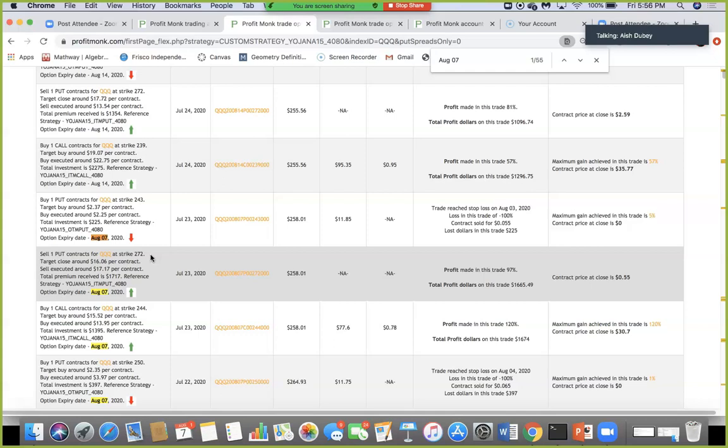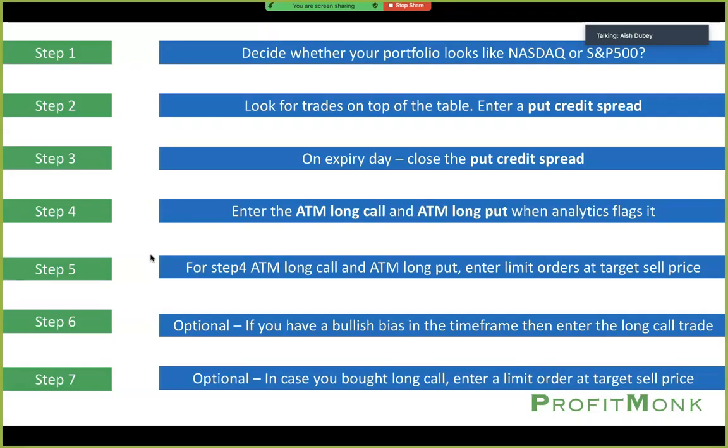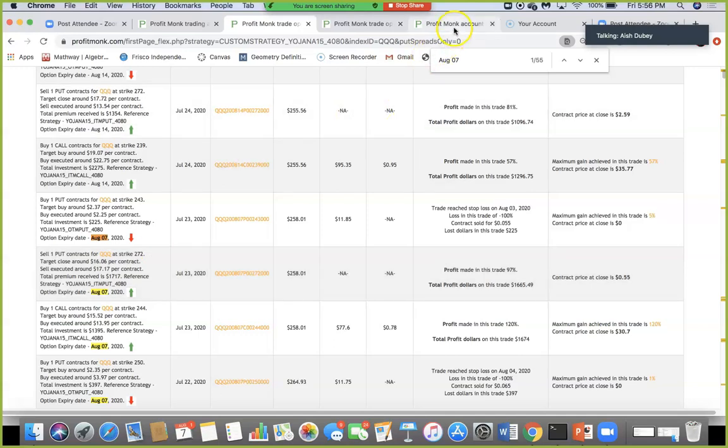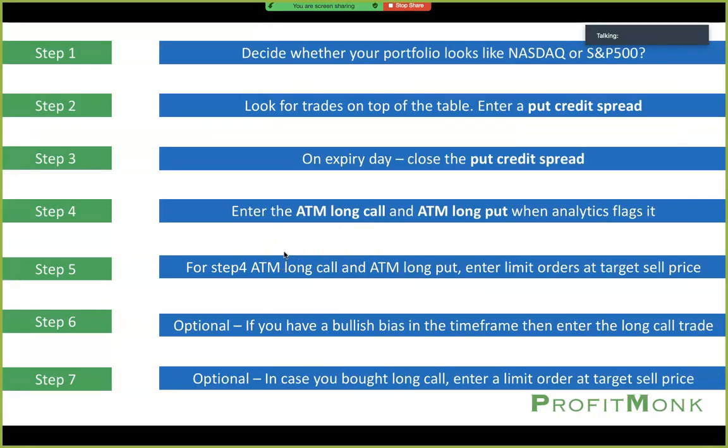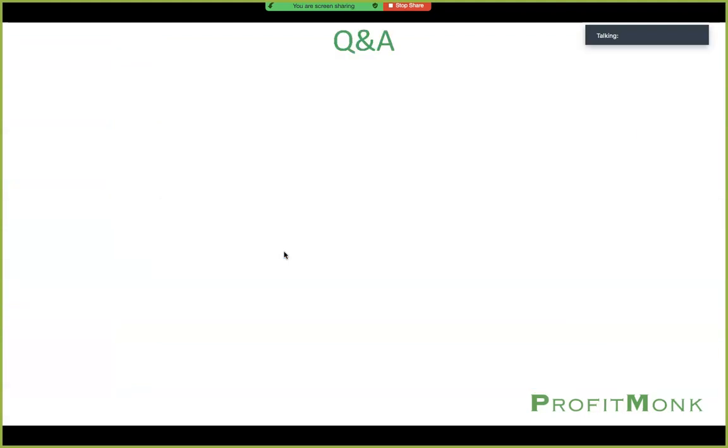Okay, so basically you are making one spread pretty much every day, or if you change your settings in the hedge methods, you are making a much lesser number of trades, which is this setting right here. Okay.